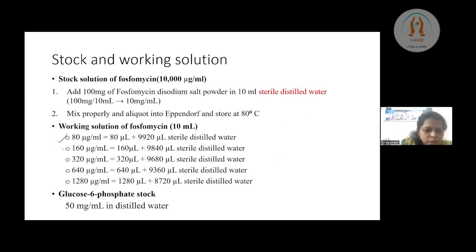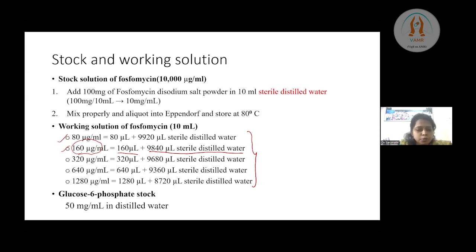Like this, from the stock solution, we have to prepare 160 microgram per ml. To prepare it, we take 160 microliter from the stock solution and add it to the appropriate amount of sterile distilled water. So 160 microliter of distilled water can be removed, and 160 microliter of drug from the stock solution can be added to get the 160 microgram working solution. Like this, we have to prepare 5 different working solutions.